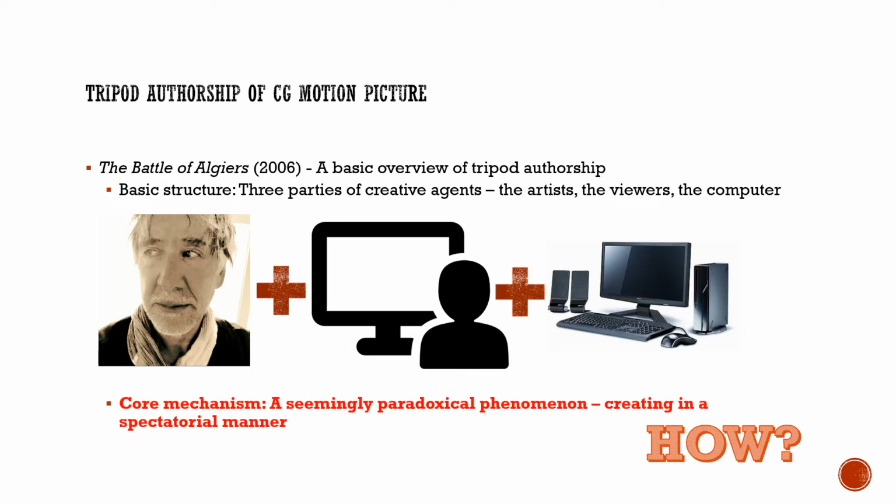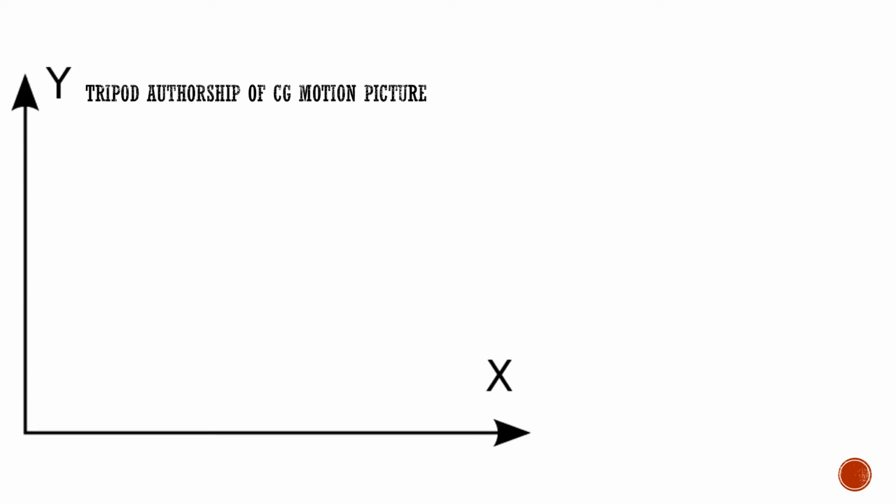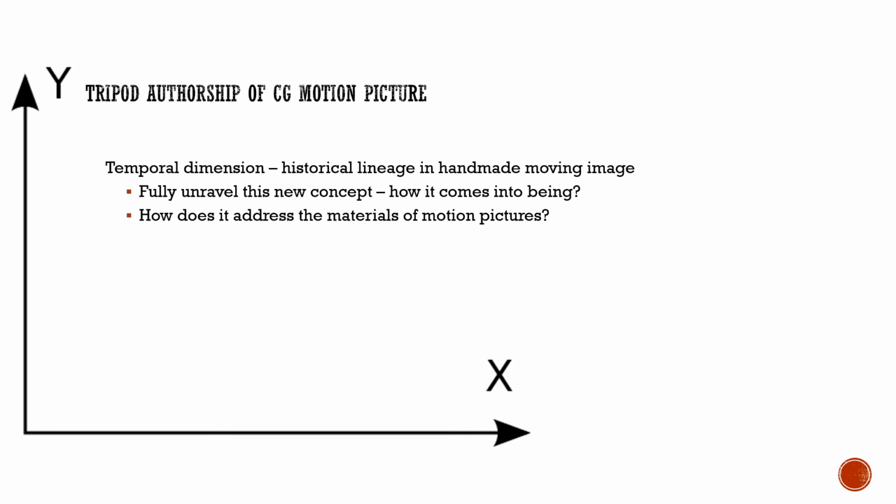Yet, the core mechanism of tripod authorship is that it entails a seemingly paradoxical type of authoring, meaning that all three participating parties are giving creative inputs in a spectatorial manner. In this presentation, I will fully unravel how tripod authorship comes into being and how it gives rise to this paradoxical phenomenon. To this end, I'm going to unravel tripod authorship by tracing its historical lineage to handmade moving image. By explaining how it comes into being, we're also going to see how it addresses the materials of motion pictures.